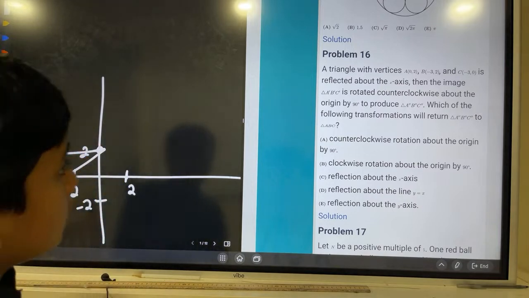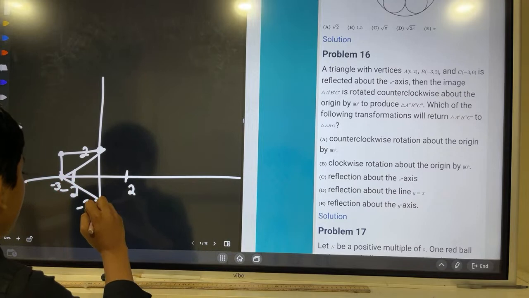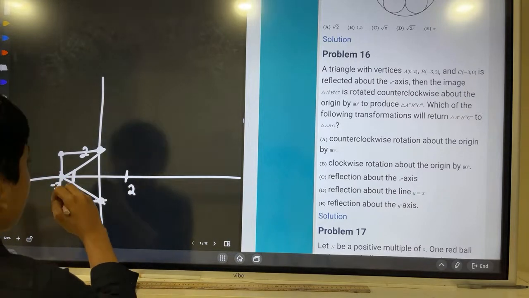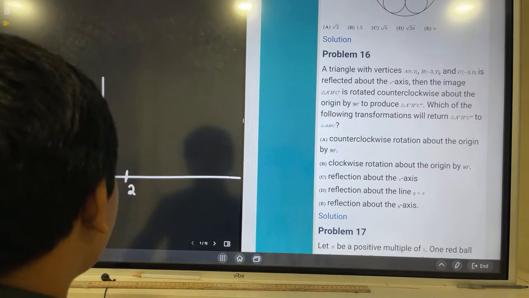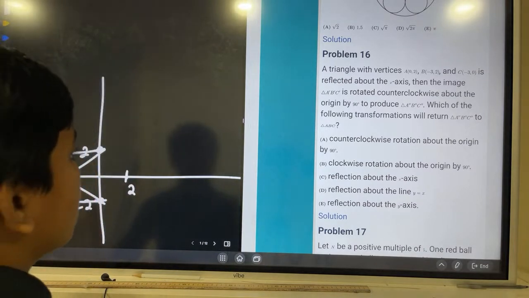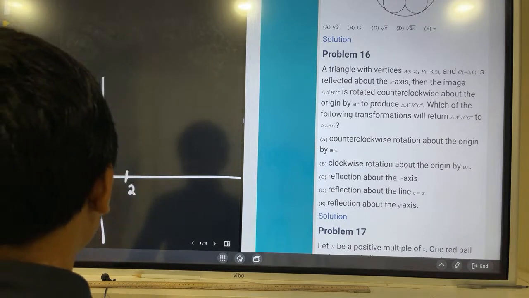Right triangle is reflected about the x-axis. There we go. And then rotated counterclockwise about the origin by 90 degrees. I think that means that we'll be drawing minus 3 here, and we'll have a triangle that looks like this.